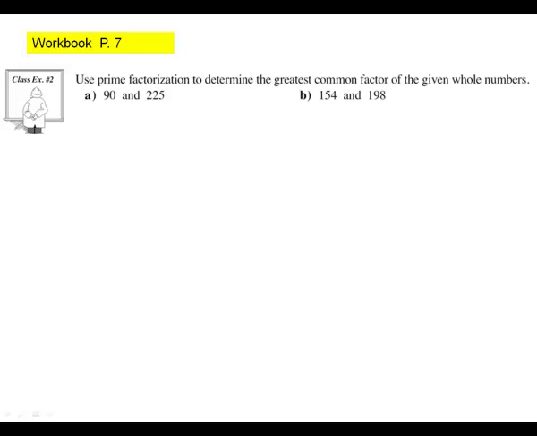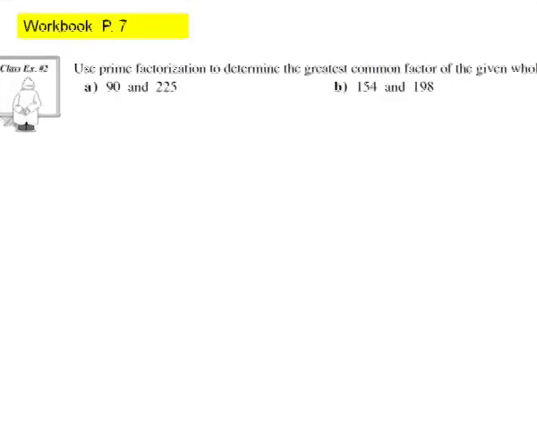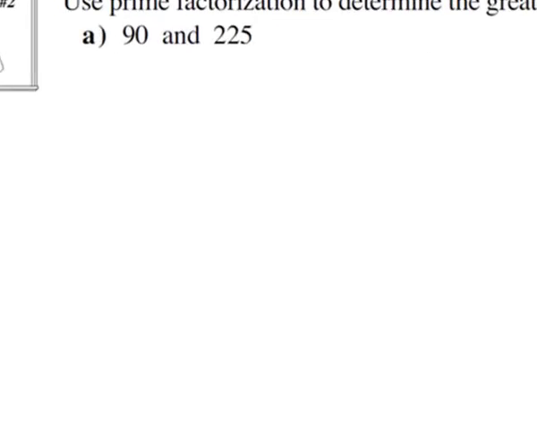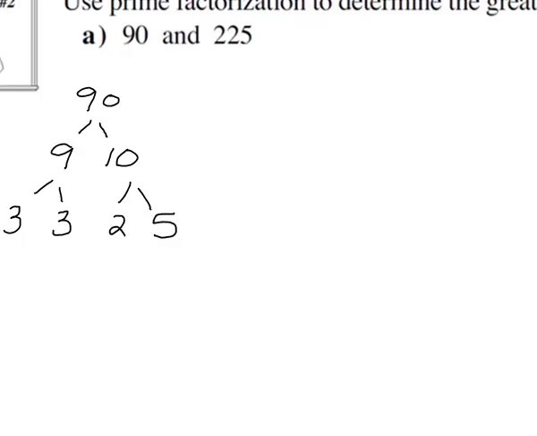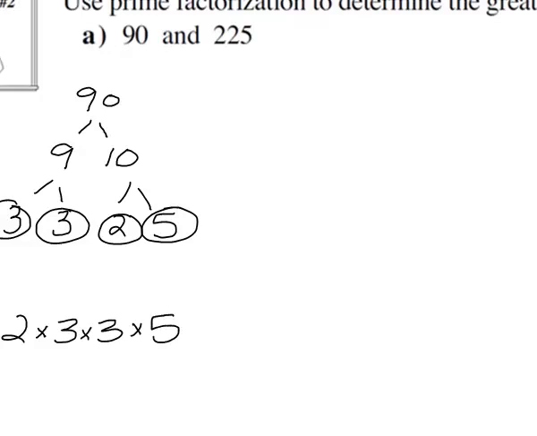In this example, we'll use prime factorization to help us determine the greatest common factor. For part A, let's start by determining the prime factorization of 90. As I break it down, I'm going to get a list of all of its prime factors. In this case, it's 3, 3, 2, and 5. 2 times 3 times 3 times 5.